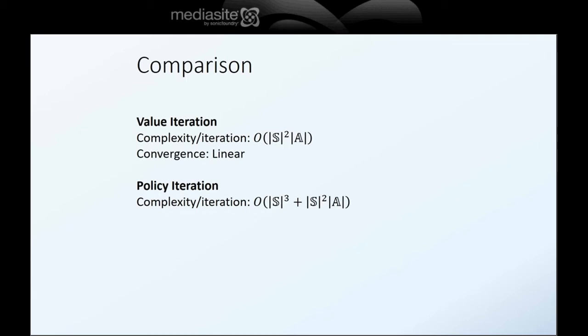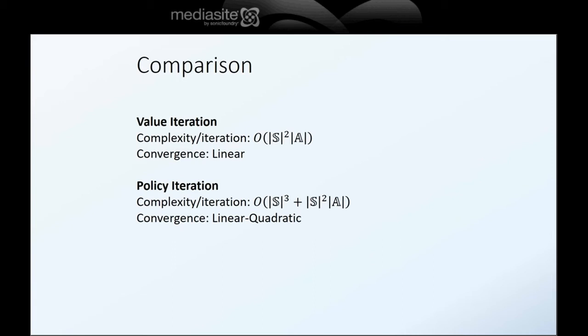Studies have shown that the convergence is linear for the outermost repeat loop in value iteration, the repeat until convergence. As opposed to that, in policy iteration the convergence is somewhere between linear and quadratic. So what happens is you have to repeat the outermost loop fewer times in policy iteration. So that is a trade-off.